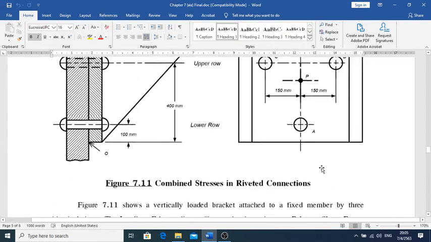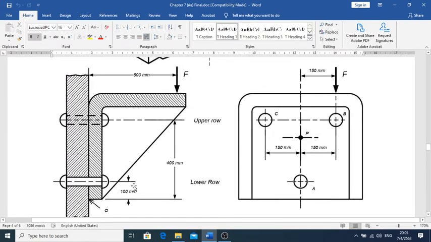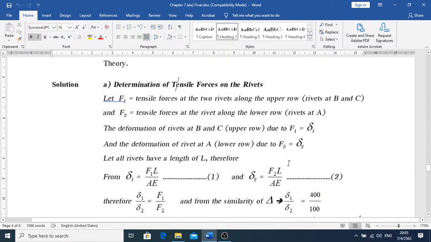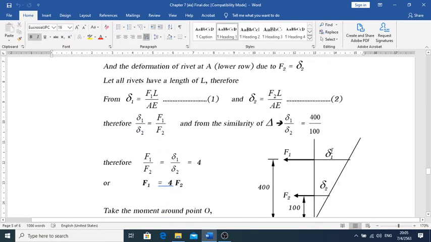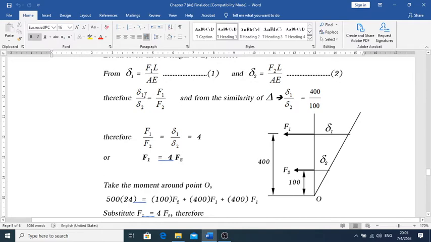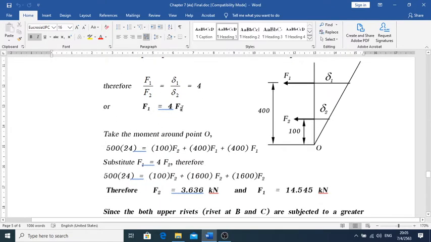You may figure out we have two rows, right? The upper row, and down under we have the second row, row A and BC up there. So I just use delta 1 and delta 2 respectively, and then use a similar triangle there. With the similarity I find delta 1 over delta 2 is 400 over 100. I find the relationship F1 equal to 4F2, and take the moment at point O.